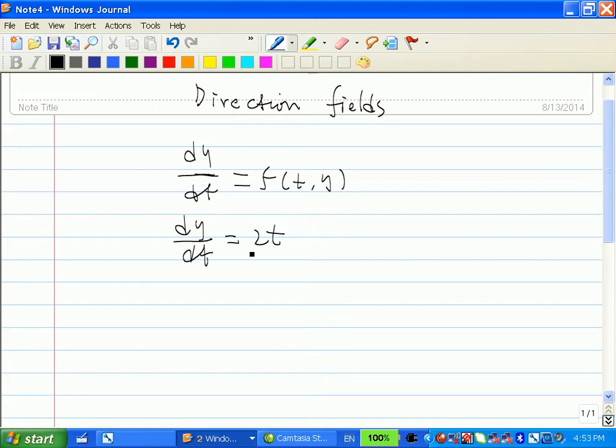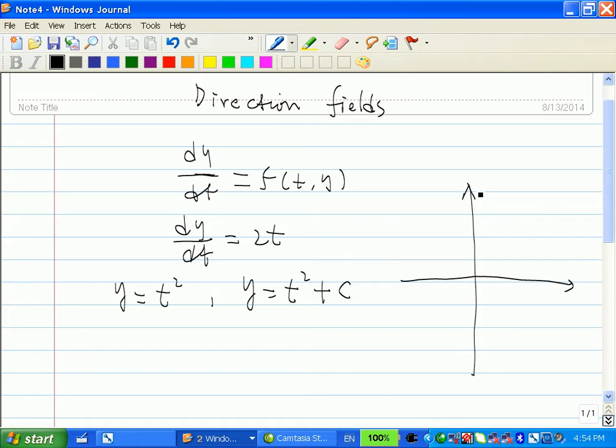Obviously, y = t squared is a solution because if you take a derivative on both sides, you're going to see dy/dt = 2t. This is just one solution. In general, t squared plus 1 will be another solution. So in general, plus any constant will be a solution because the derivative of a constant gives you 0. So if we plot all the solutions of this differential equation, they are a group of parabolas.